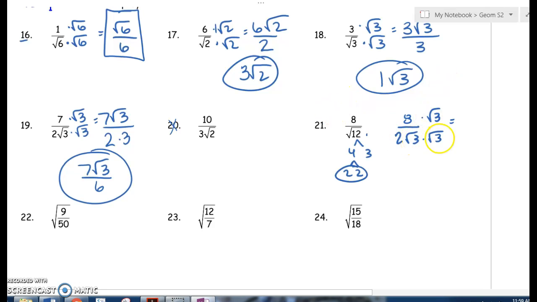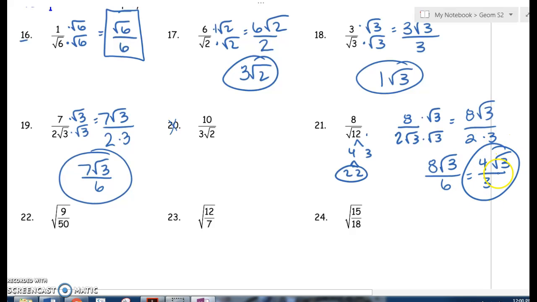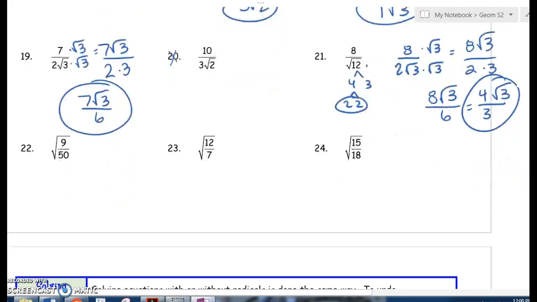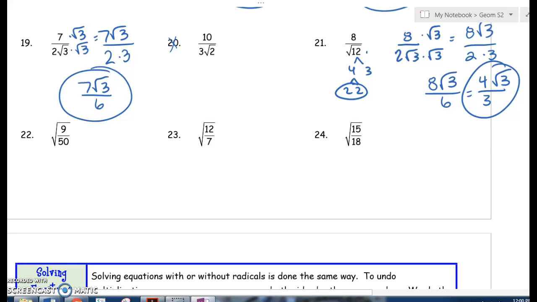On the bottom, root 3 times root 3 is 3. You still have the 2 here. On the top, you can't multiply the 8 and the 3 together to make 24 because one's under a radical and one's not. And on the bottom, you still have 6, and you have 8 root 3 on top. You can divide the 8 and the 6 to reduce them both by 2, and you get 4 over 3. All right, and that's all you can do. You cannot cancel out the 3's because one's under a radical and one is not.